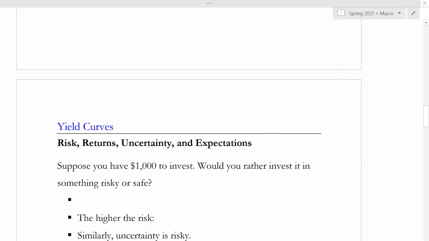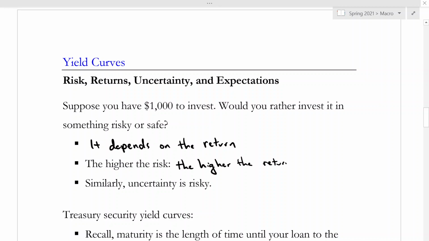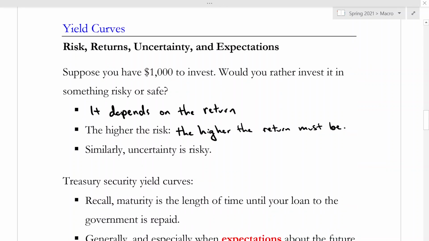So yield curves. To start talking about those, let's think about that we have some money to invest. And I'm going to pose, it's actually a little bit of a trick question, but would you rather invest it in something risky or safe? And it's a trick question because the answer to that depends. And what does it depend on? It depends on the return. If you have a higher expected return, you're able to take on more risk. And so the higher the risk, the higher the return must be in order to take on that investment. Okay, so that's going to be an important part of this.